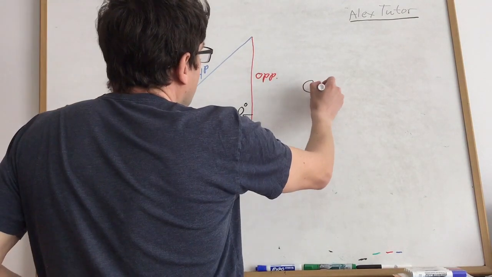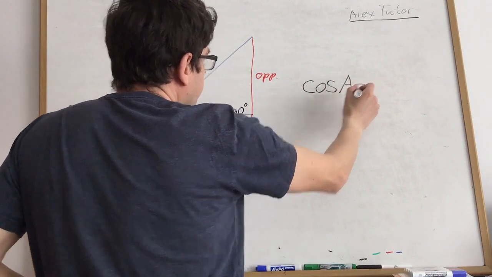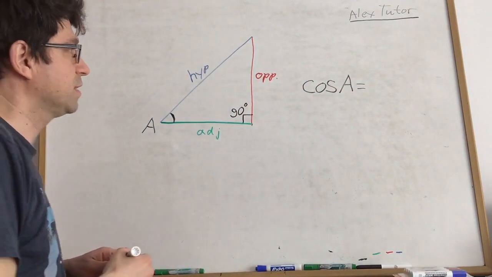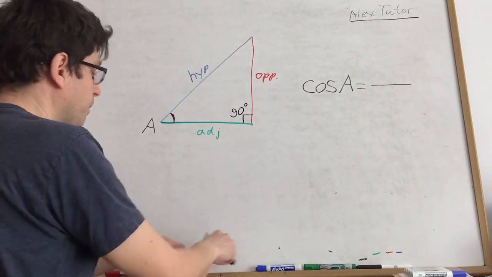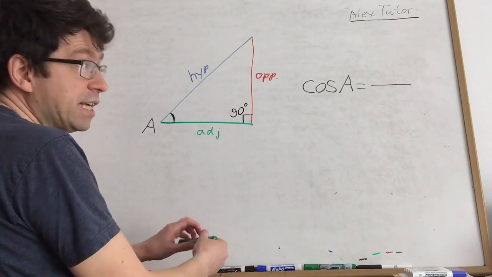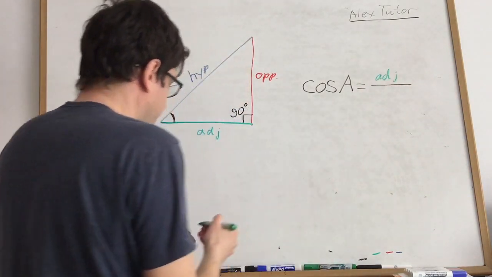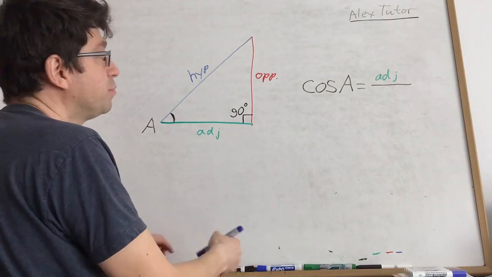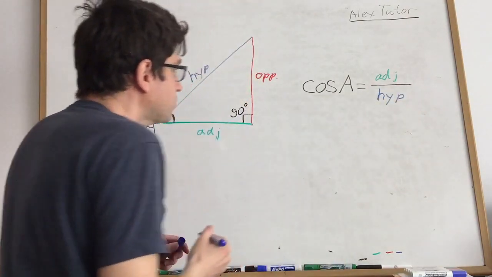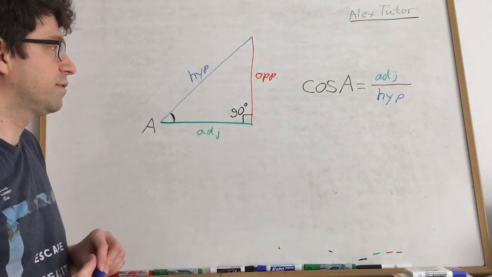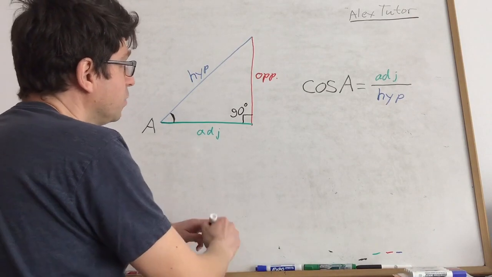So now, here we go. First, cosine of angle A. Cosine of angle A equals adjacent side divided by hypotenuse. Adjacent divided by hypotenuse. It's easy to remember because take a look.